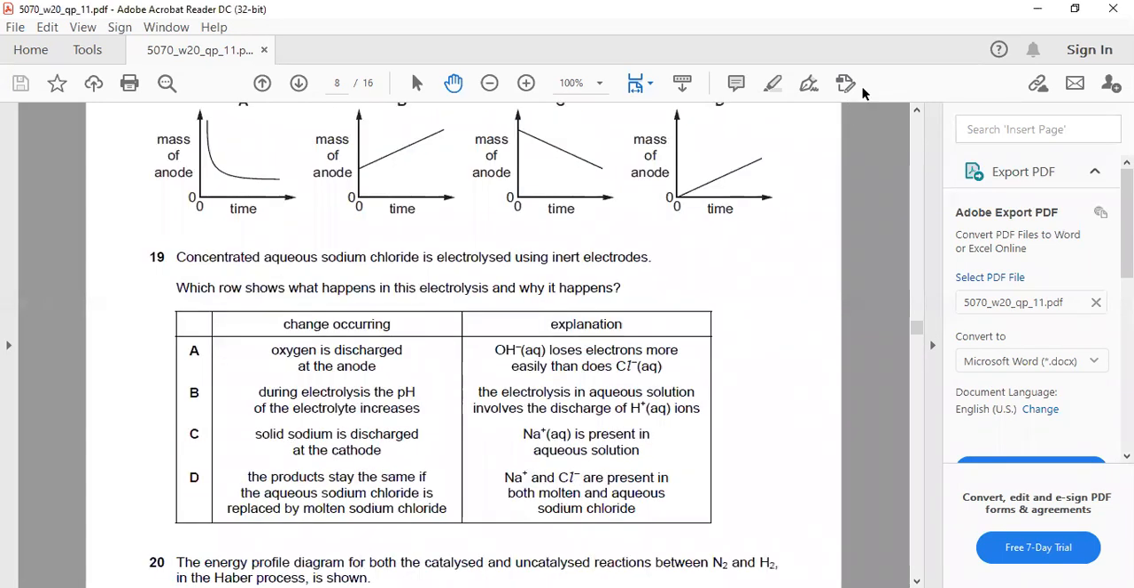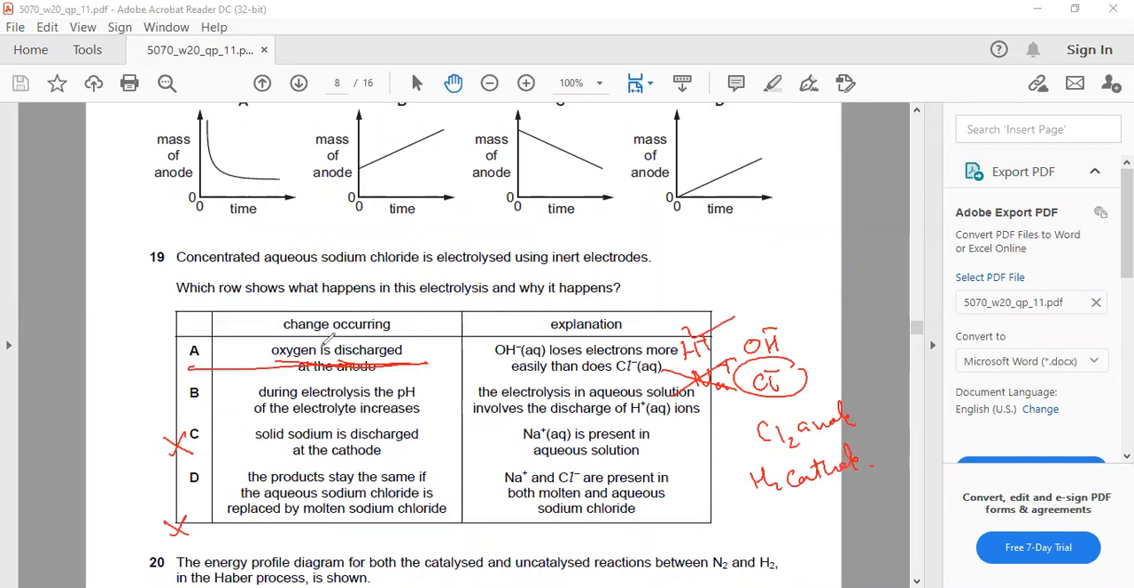Yes, no, it's correct. So, what are the ions? I said oxygen does not discharge, chlorine at anode, hydrogen at cathode because it's concentrated. Sodium is discharged, wrong. The product stays the same when aqueous sodium chloride is replaced by molten sodium chloride, wrong, because molten Na will be discharged.